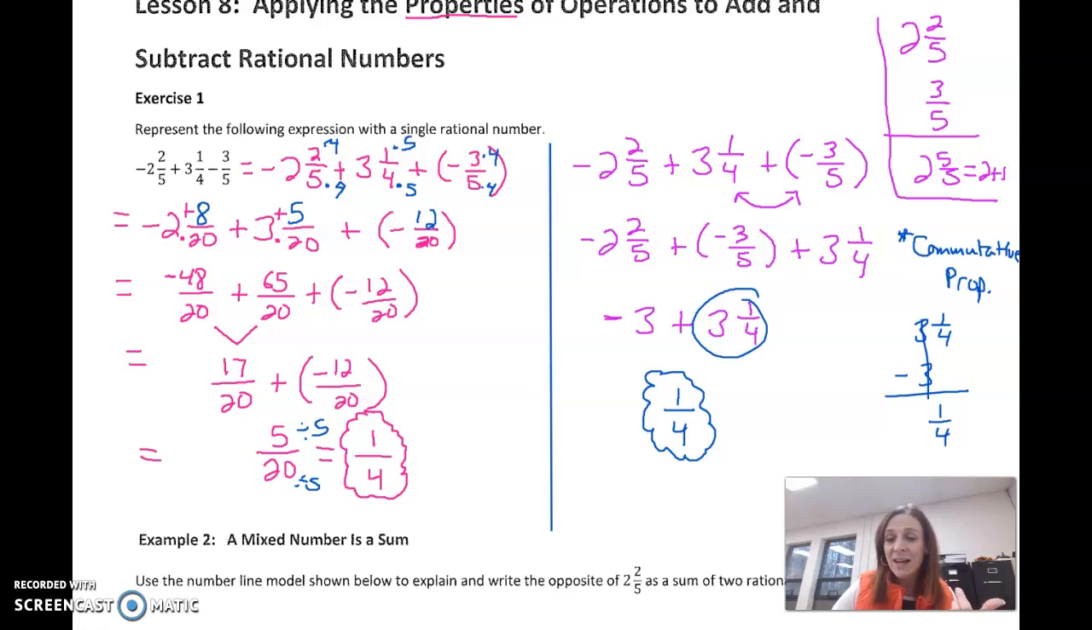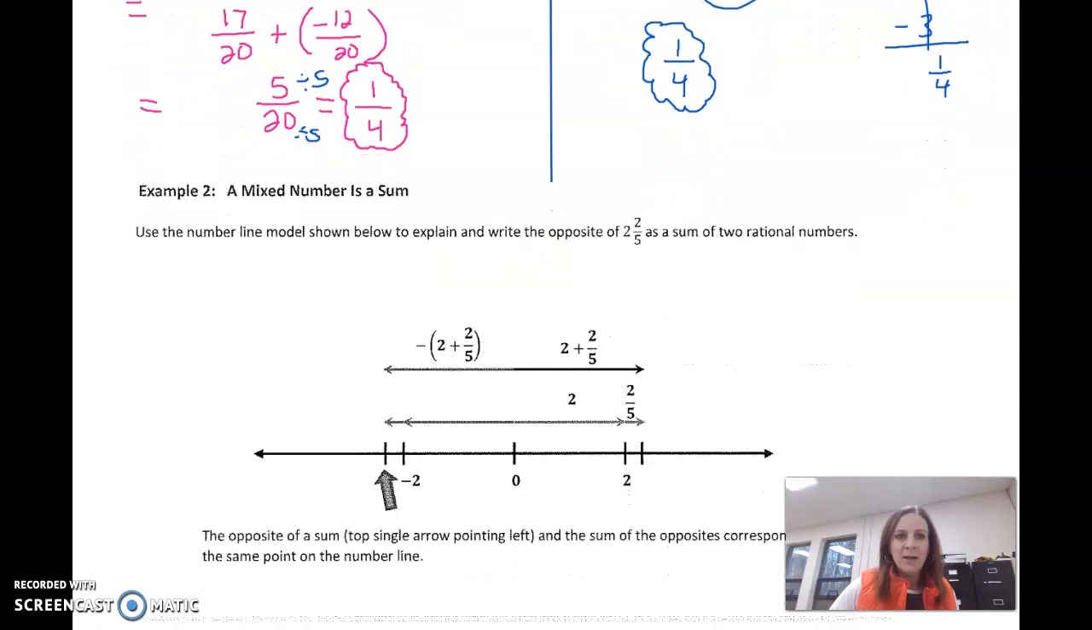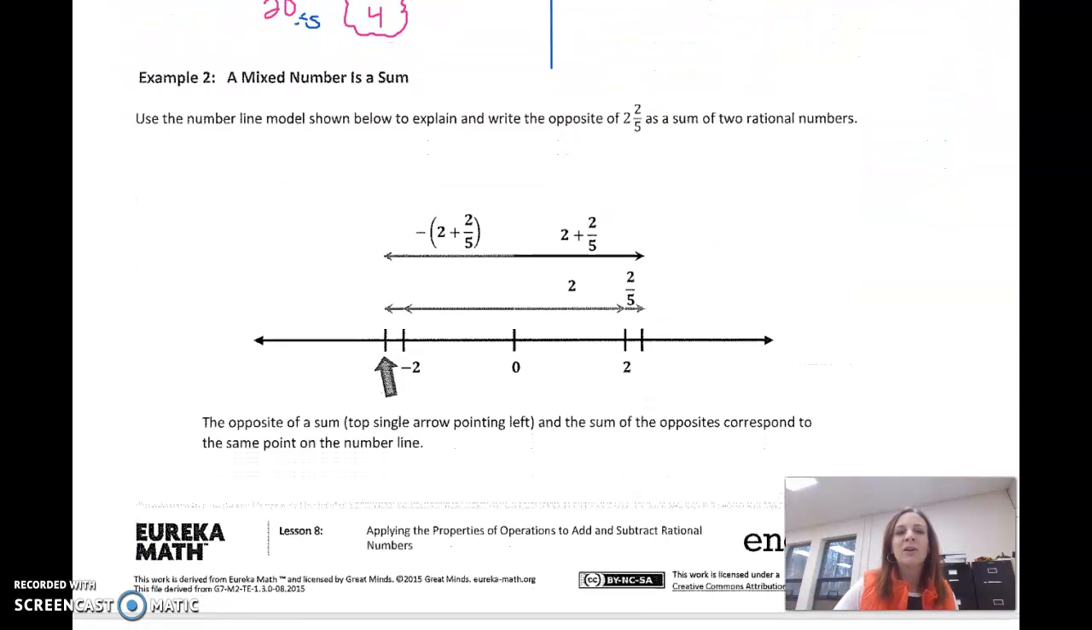And it's that idea of using our commutative property and changing the order. It makes things easier. And that's what we're going to want to do with today's lesson. We'll be writing down a lot of stuff, but it's really to help make the problems easier for us. Okay, so one of the things we need to recognize, a mixed number is a sum. A mixed number is a sum, is an addition problem.